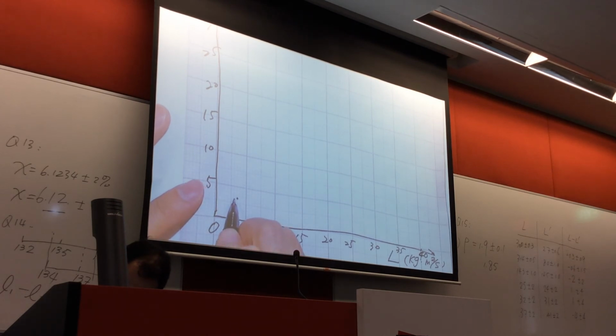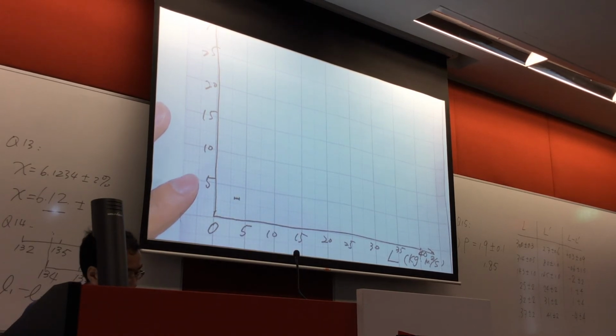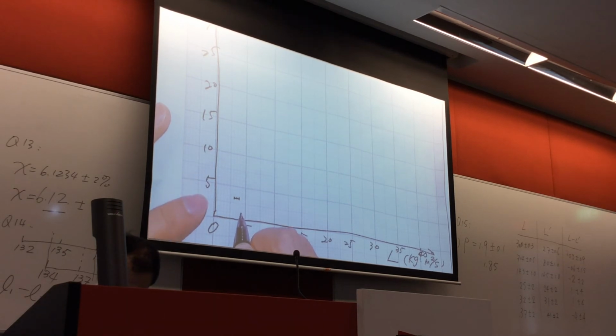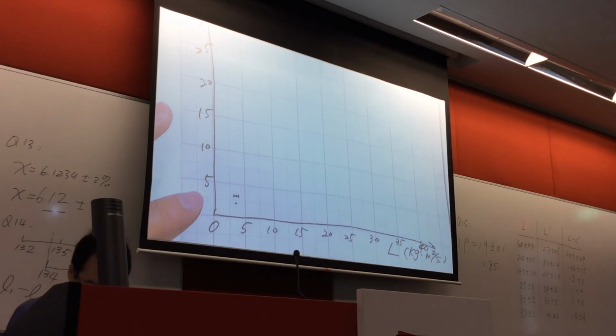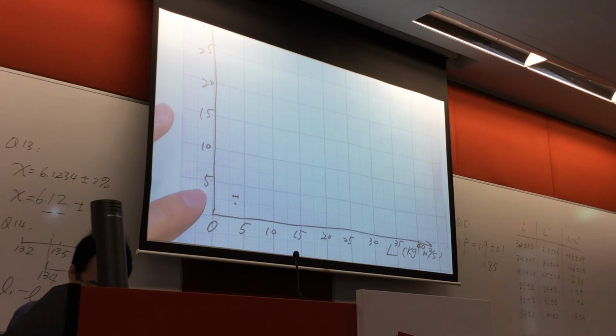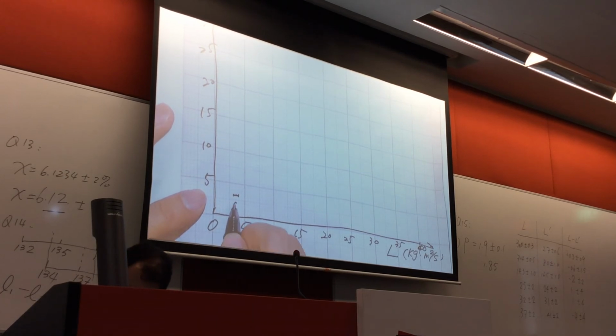So x will be this one. And the final momentum is 2.7 plus minus 0.6, so it will be 2.1 to 3.3. Is it correct? Yeah. 2.7 should be here. That's why 2.7 should be here.